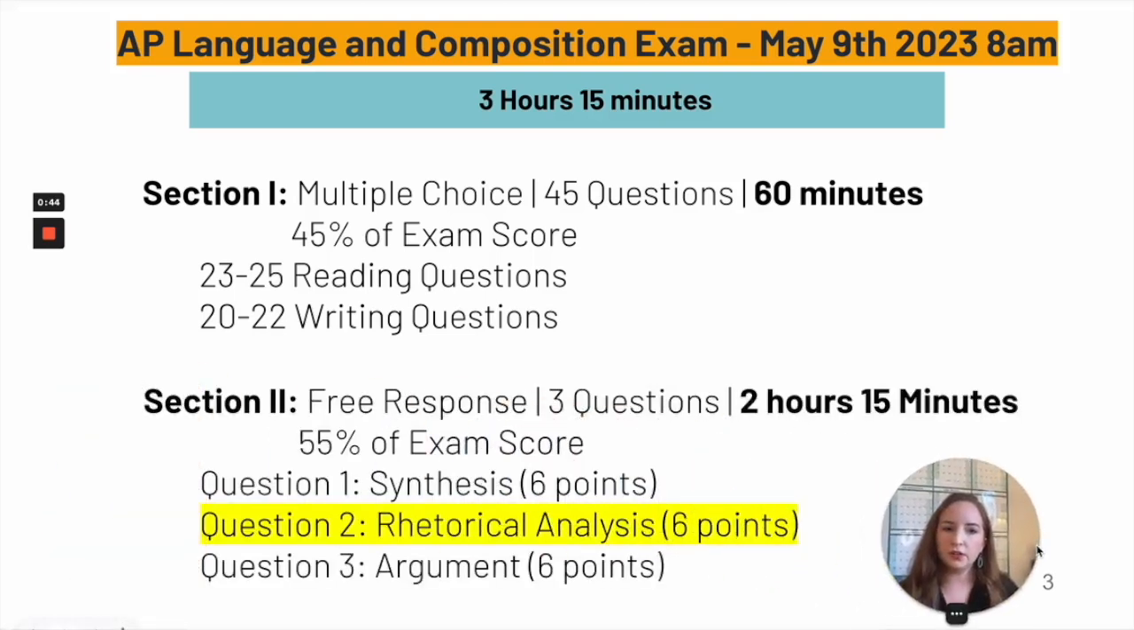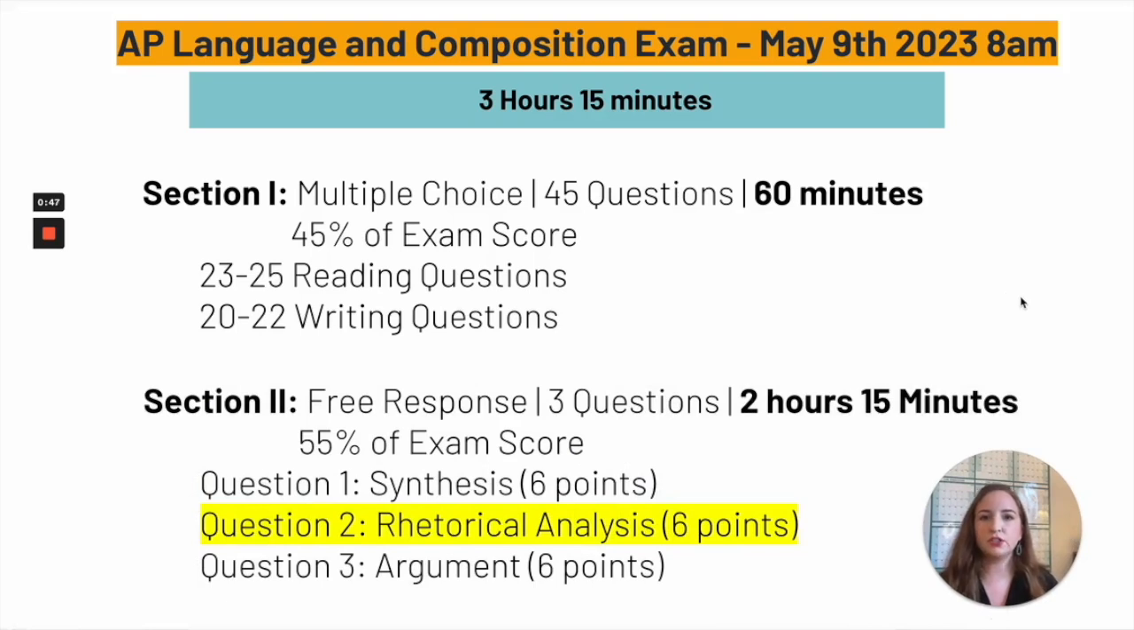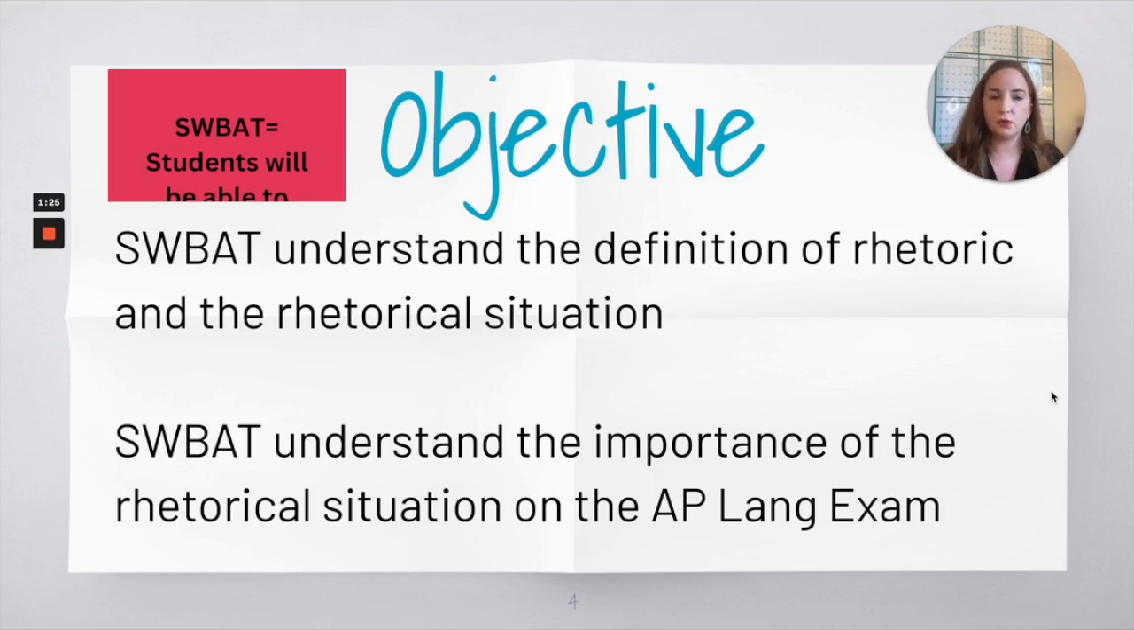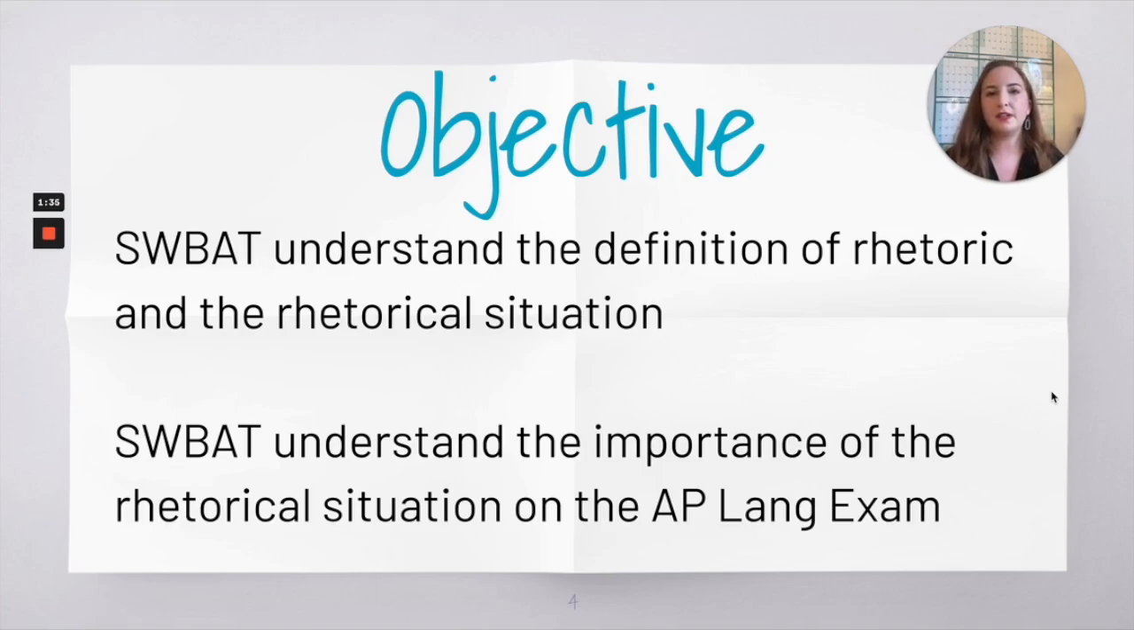Then you will also have the second section, which is 2 hours and 15 minutes. That section includes the 3 free responses. Question 1 is the synthesis essay, question 2 is the rhetorical analysis, and question 3 is the argument essay. Today, we're going to focus on understanding the definition of rhetoric and understanding the rhetorical situation and what that means. We're also going to understand how the rhetorical situation applies to the AP Lang exam.